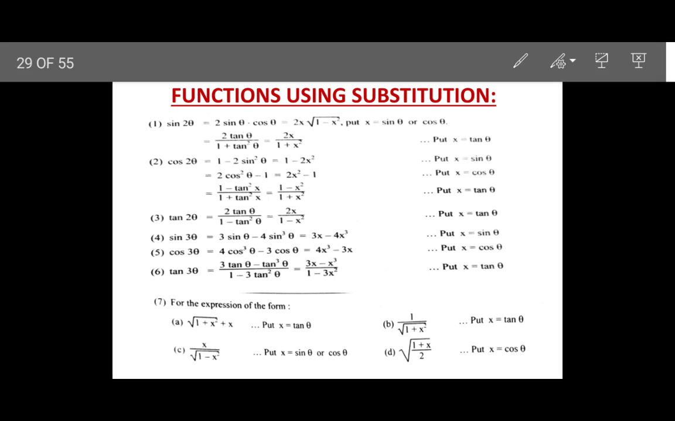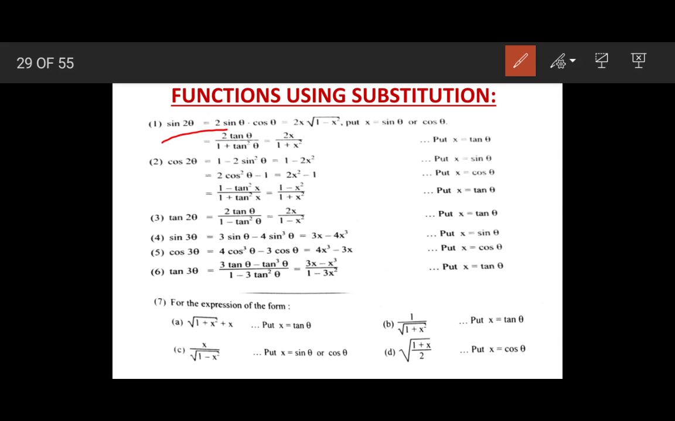So first formula is sin 2 theta is equal to 2 sin theta into cos theta. Okay, this can also be written as 2x into root of 1 minus x square, and we can put x equal to sin theta or cos theta. Then there is one more formula for sin 2 theta, and that formula is sin 2 theta is equal to 2 tan theta upon 1 plus tan square theta. Now when we put x as tan theta, then we get 2x upon 1 plus x square.